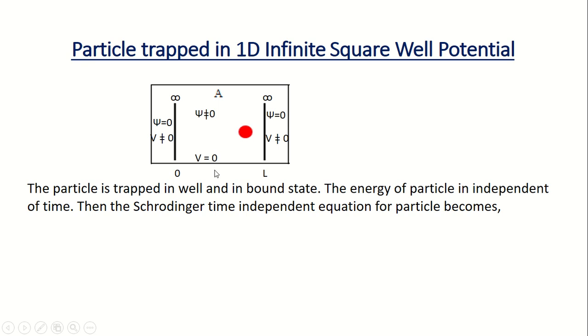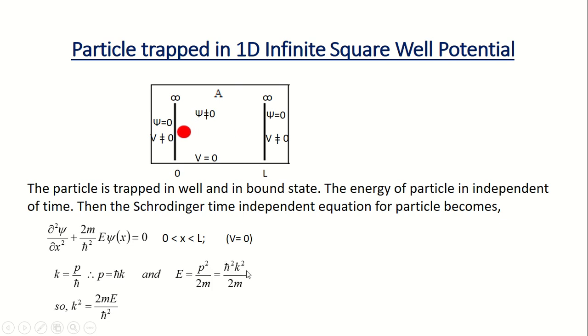And inside the well, V is equal to 0, and therefore this time independent wave equation becomes ∂²ψ/∂x² + (2m/ħ²) E ψ = 0, since V is 0, and this is for this well, that is 0 < x < L. So this is the dimension of the well.